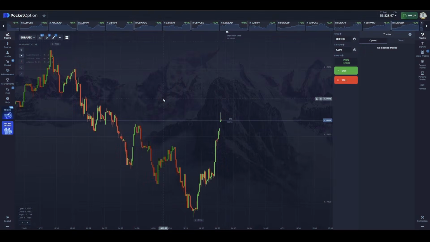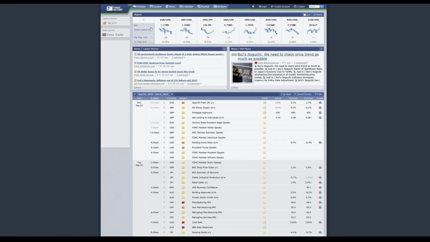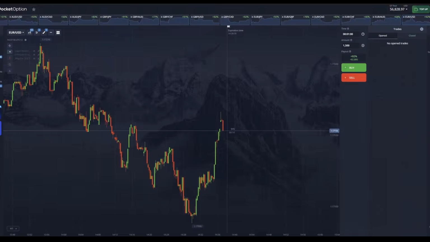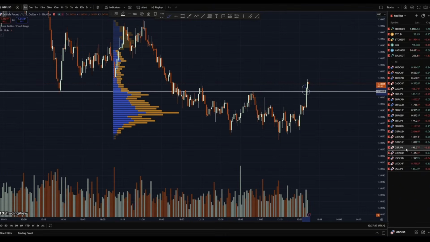Here we're looking at the euro-dollar pair. Since there haven't been any news events affecting the euro, although recently there were some euro-related news that could have impacted the price. So, most likely, we'll just see an increased level of volatility here.